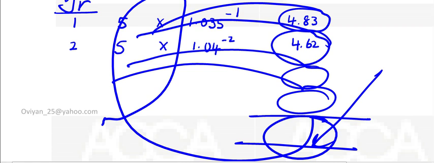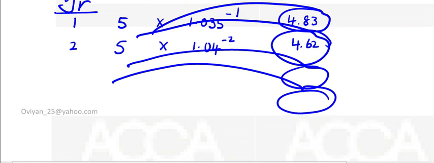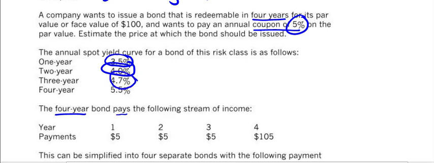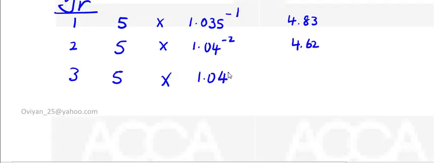Now, year 3, I'm going to get another $5, and I'm going to sleep for 3 years and wake up later, and I want $5. So I am going to invest at the rate here of 4.7%. So it's going to be 1.047 to the power of -3. You're going to get 4.36.